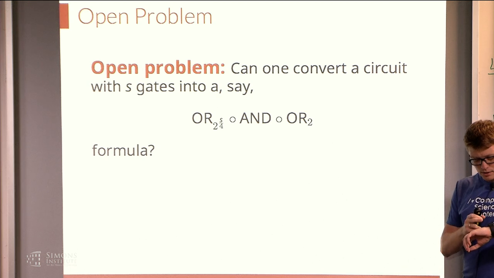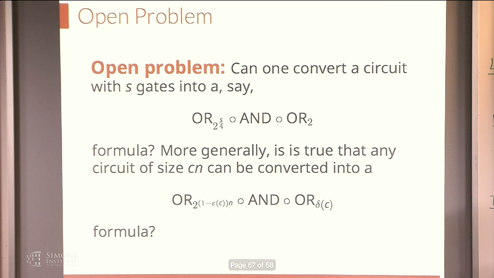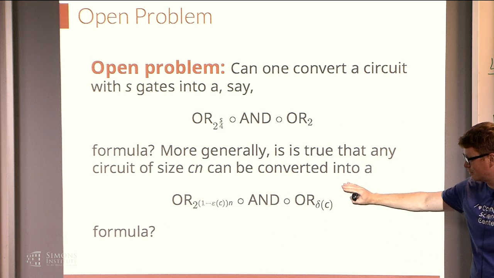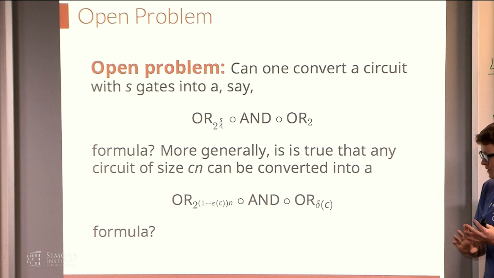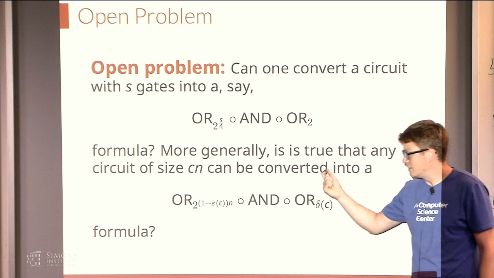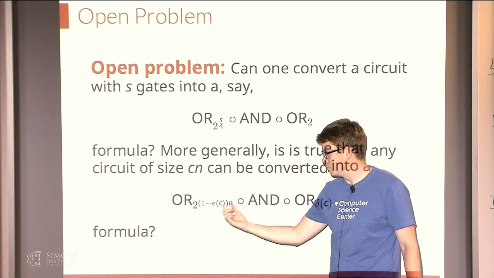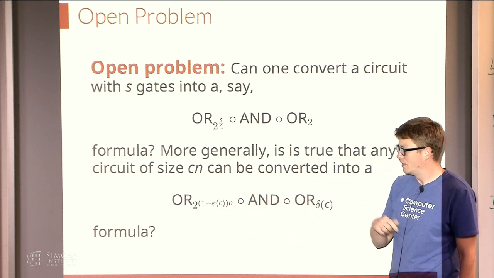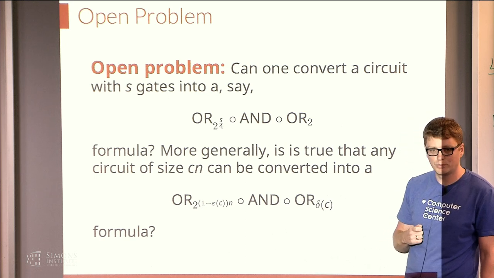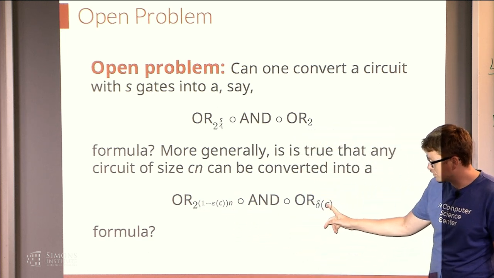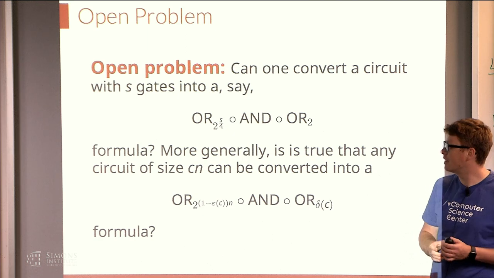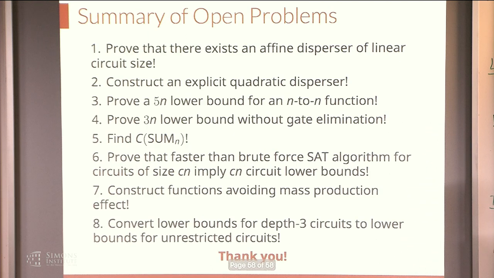Okay. Yeah, and I forgot about this extension of this question. So more generally, it would be interesting to check whether any linear size circuit can be transformed into some non-trivial depth 3 formula. By non-trivial, I mean that it has size smaller than 2 to the n here, and it has some constant size CNFs here. Okay? Yeah, and this is finally it, and this is just some summary of all the open questions. Thank you.